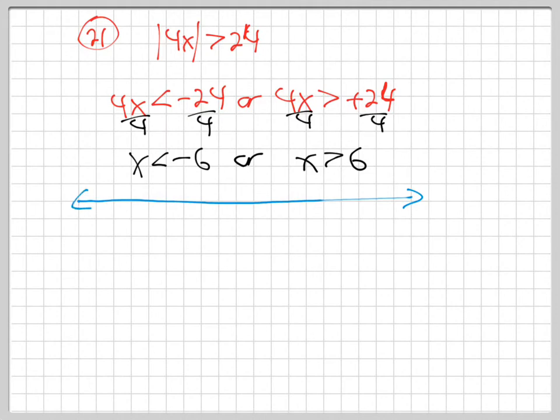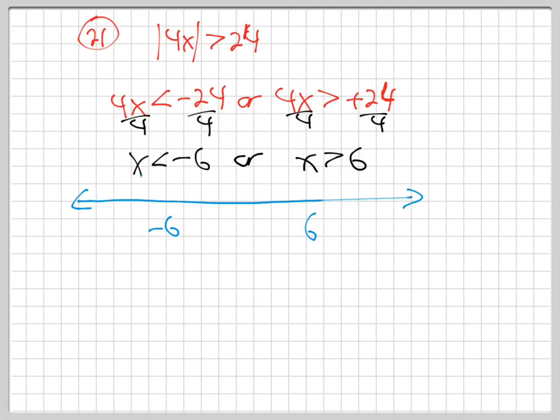This is going to be, notice it's two separate x's, isn't it? So that means it's going to be two separate sections shaded on the number line. How do you do this one first off? It's all the numbers less than negative 6. So I'm going to put negative 6 here, positive 6 is over there.